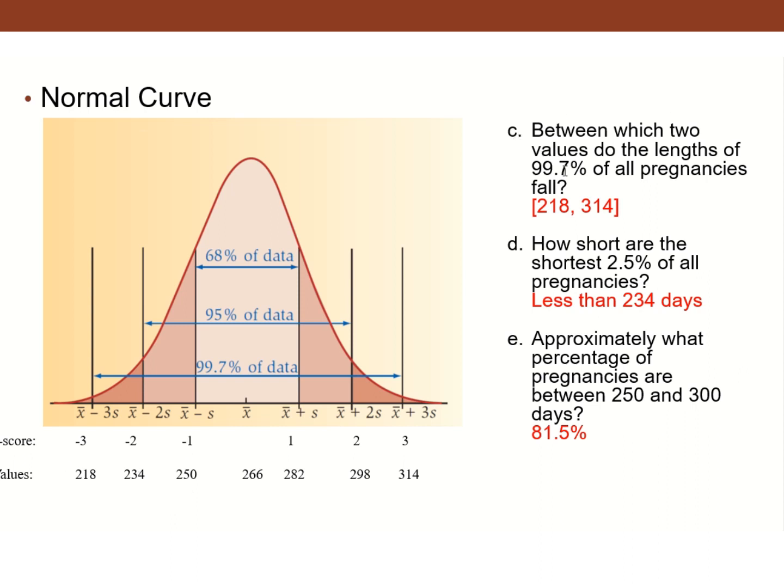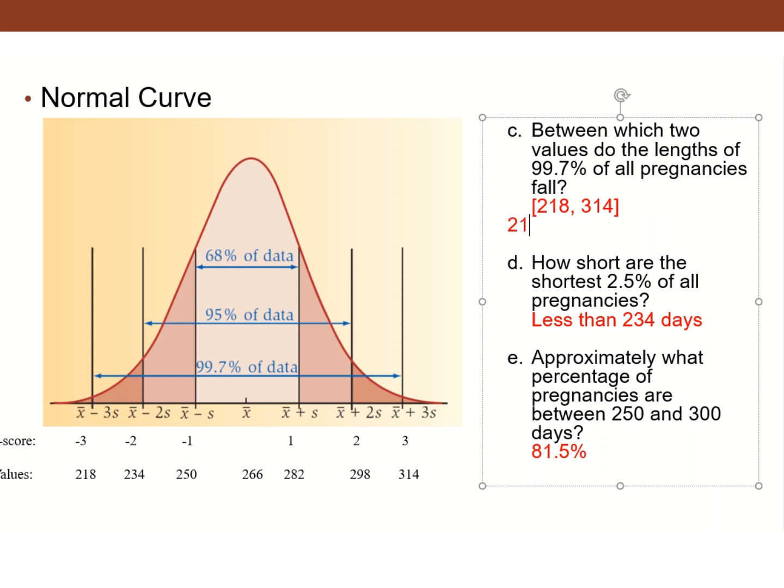So between which 2 values do the lengths of 99.7% of all pregnancies fall? Between 218 to 314. So we are going to use the square brackets because we are going to include 218 and 314, because it is from 218 till 314. So you're going to include that into your comment. That's why you use the square brackets. If you don't want to use these brackets, then you actually have to write it down in full, like this: 218 days till 314 days. I think this is a lot more work compared to using the brackets.